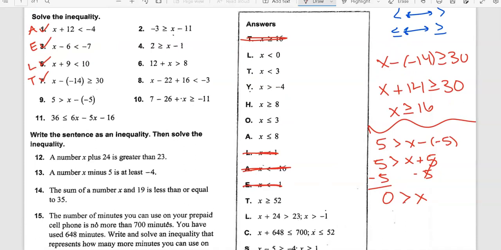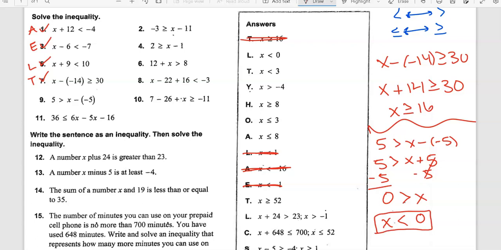Okay, but there's L, but the sign is weird, right? Think about it. Look at my symbol right here. What is your alligator eating? Your alligator's eating the 0, right? So could I put X first and then just make sure my symbol still eats the 0? Yes. Okay, you can do that. So it's okay that X is on that side.